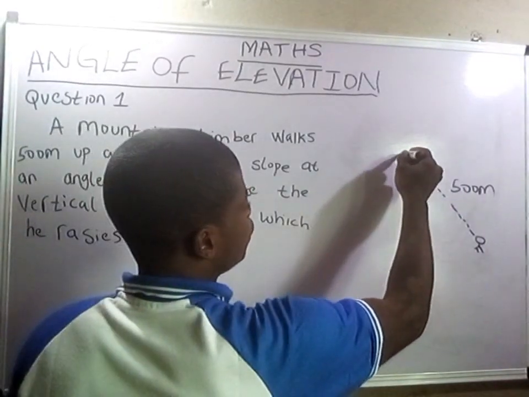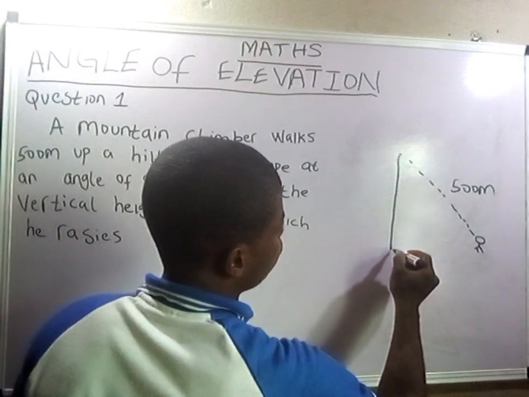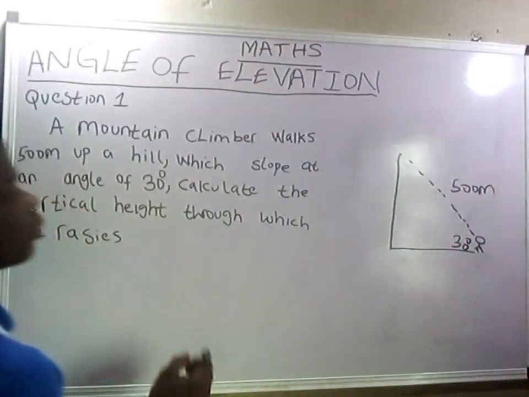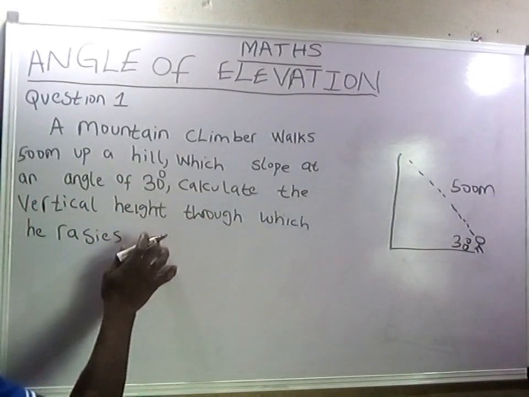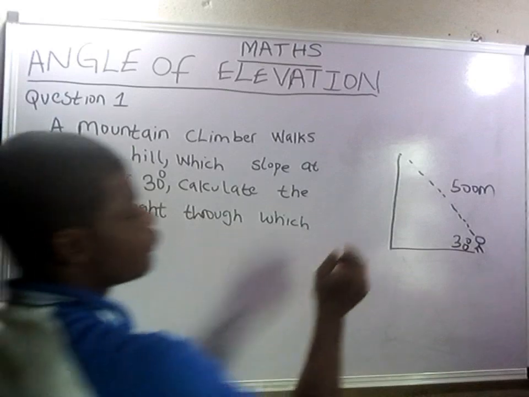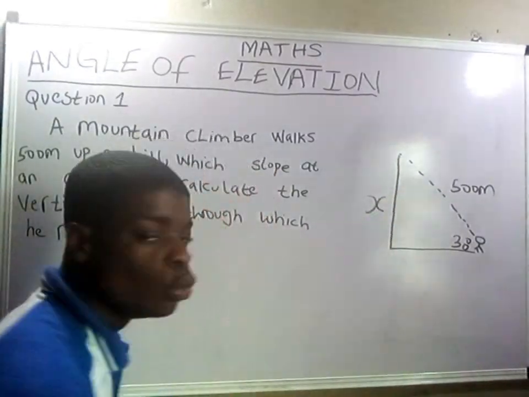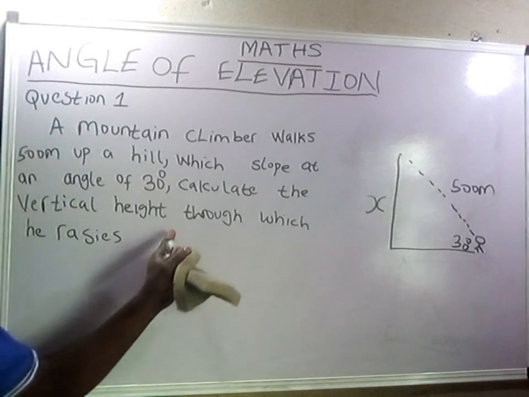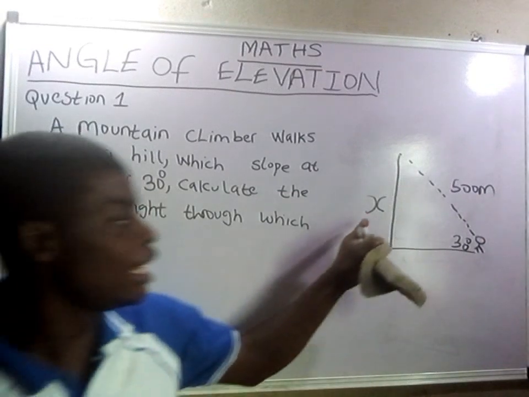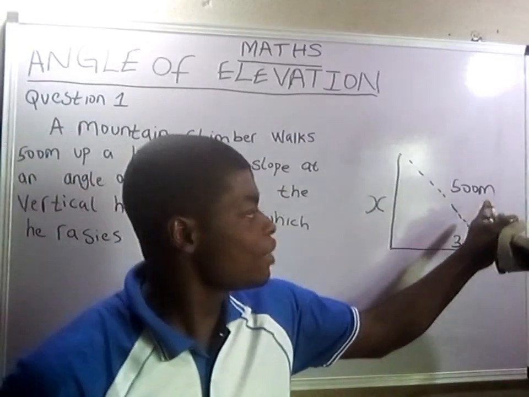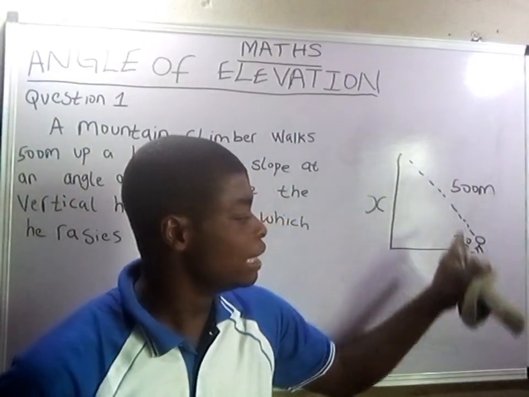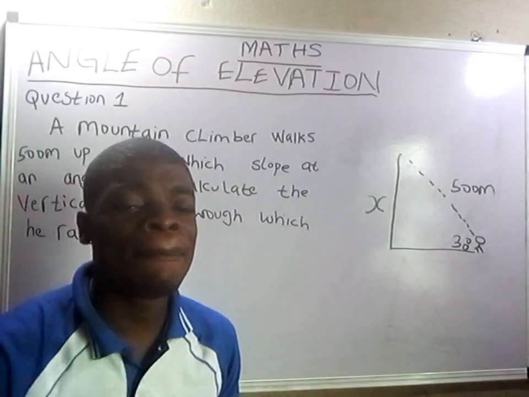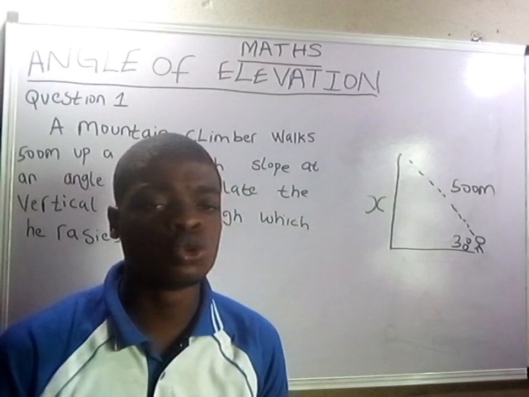So let's bring it down, draw a parallel line this way. This is the 30 degrees. Calculate the vertical height to which it rises. This is the vertical height. Let's call it x because we don't know it. It's unknown. So we have this side 500 meters, the angle, and we also calculate this side. So we have to apply trigonometric special angles, which is SOHCAHTOA.